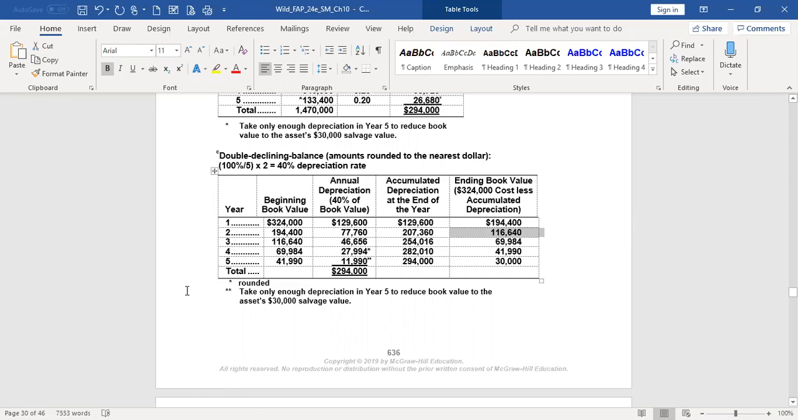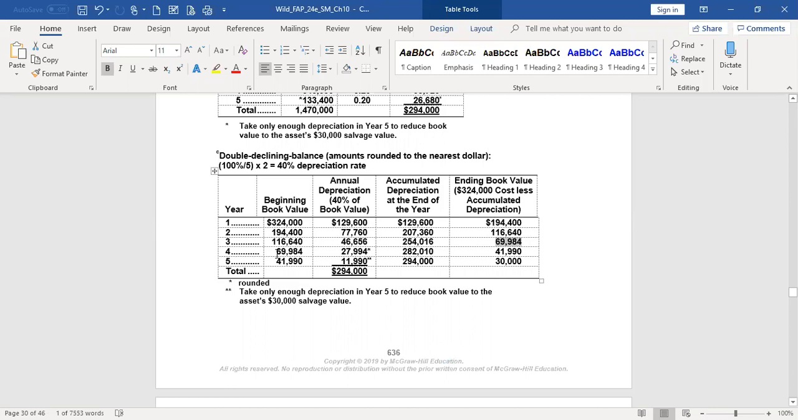Going into year three, use your new book value times 40%. Your depreciation expense for year three, $46,656. So you'll debit depreciation expense, credit accumulated depreciation. Remember, when you credit that account, you're actually increasing it for the $46,656. So its new balance is $254,016. Subtract the new accumulated depreciation from the cost. The new book value at the end of year three, $69,984.